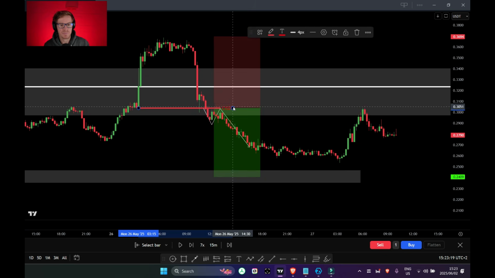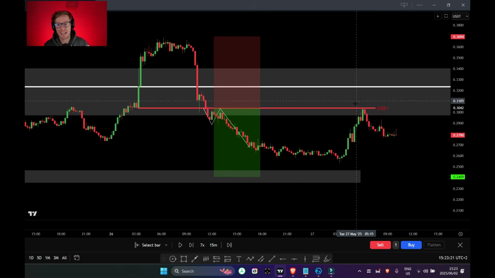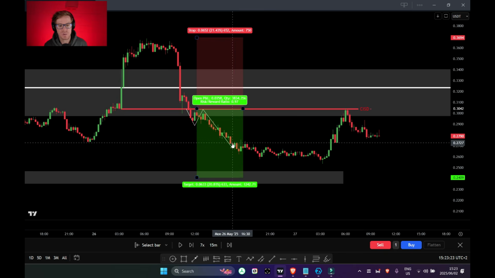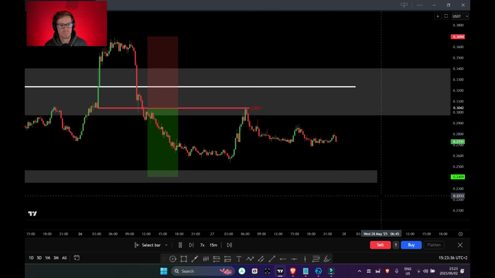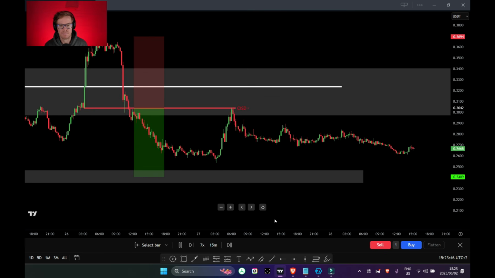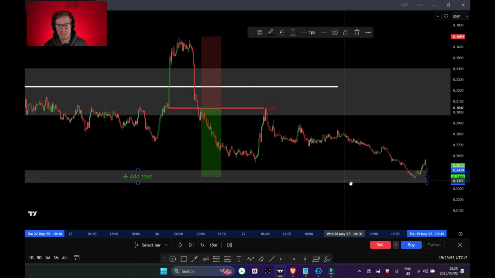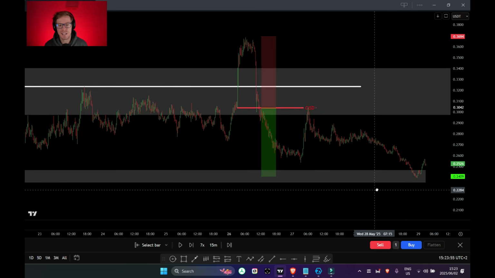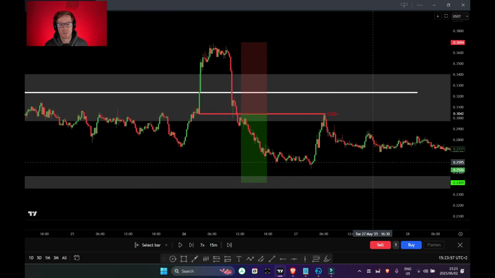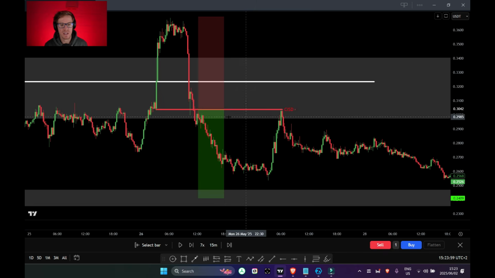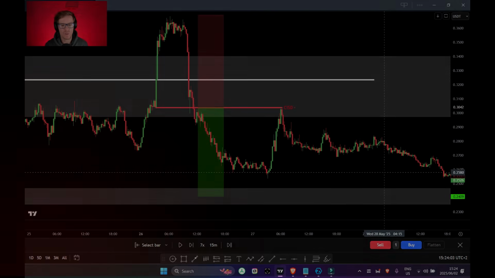You can see price retraced perfectly up to the CISD level to retest it. And there you go, finally price tapped into our take profit. But I just wanted to show you how the CISD level works. So you can see price breaks, retests, and then continues all the way down.